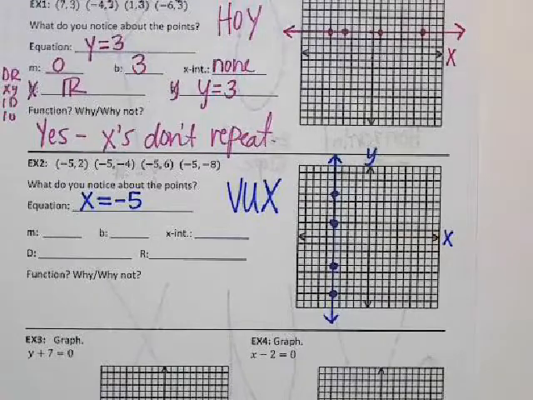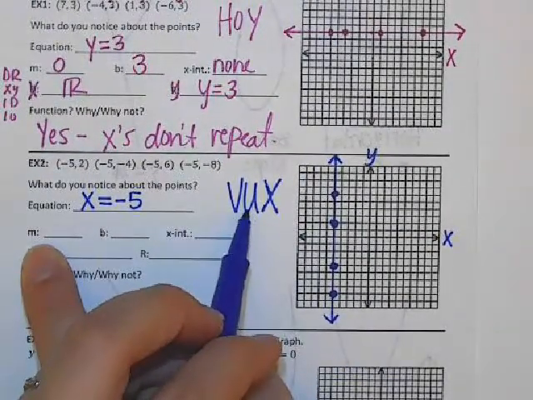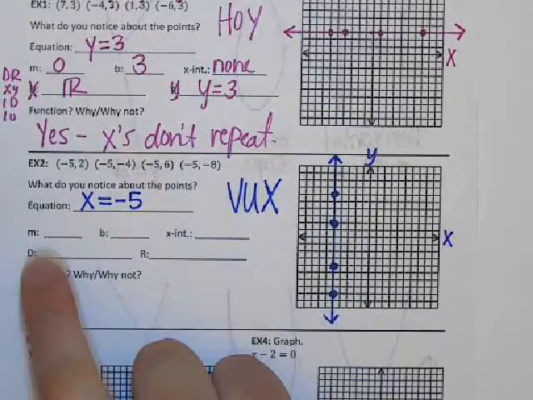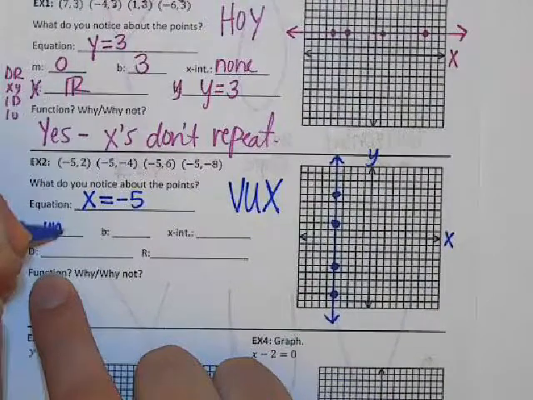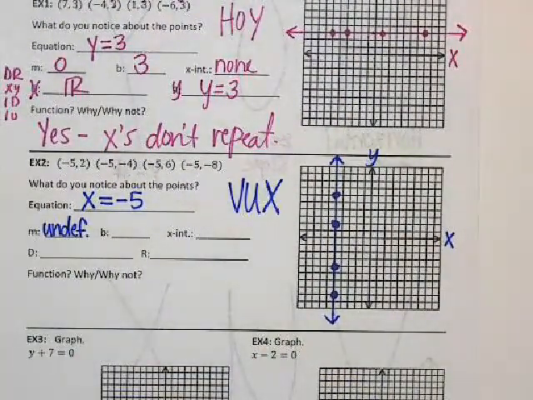Okay, M stands for slope. What's my slope? The U stands for undefined slope. I'm going to say UNDEF because there's not enough room.